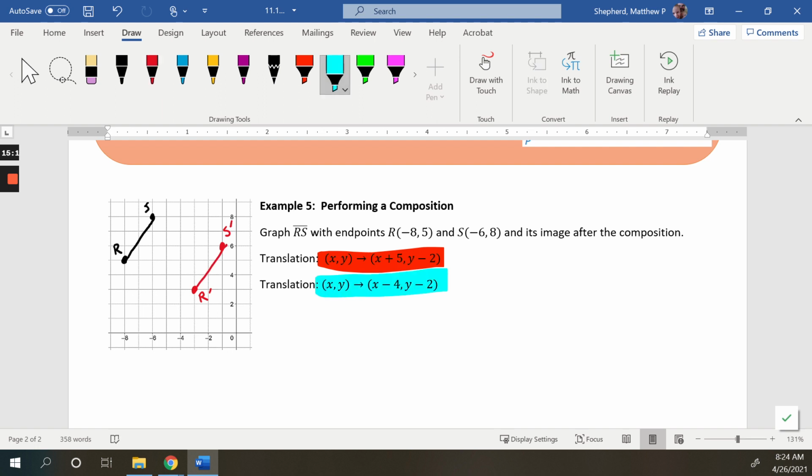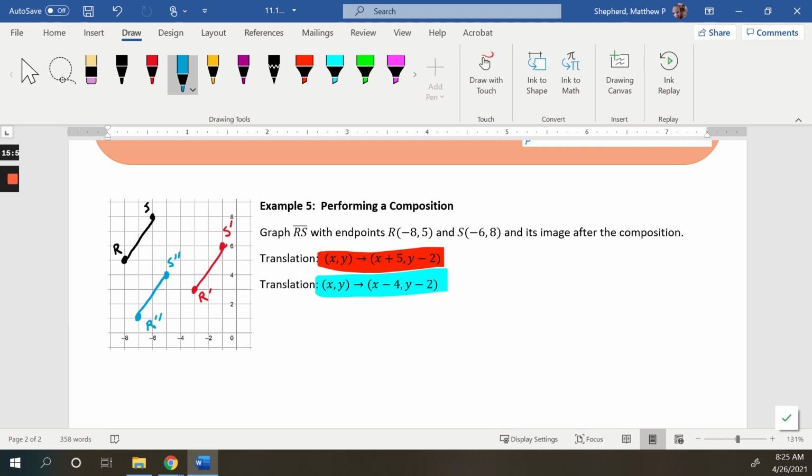Okay, but they gave us a second translation. Now we're going to do this translation based off of the previous translation. This one says to go backwards 4 and down 2. So starting from R, 1, 2, 3, 4, down 2. Now what I'm going to do here is I'm going to do R double prime, showing 2 transformations have happened to this. Okay, S backwards 1, 2, 3, 4, down 2. And then that's S double prime.